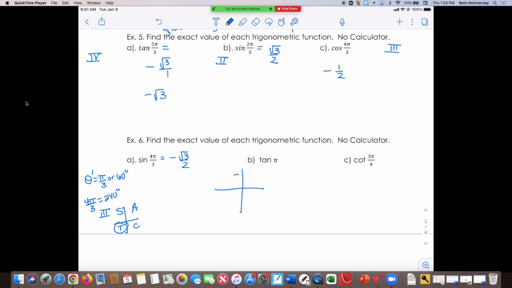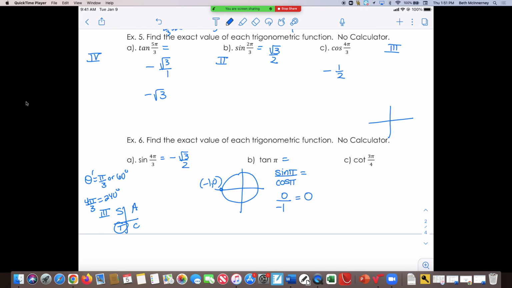For letter B, pi is quadrantal. Okay, pi is quadrantal. So I know this is going to be the sine of pi over the cosine of pi. So that's 0 over negative 1, which is 0.